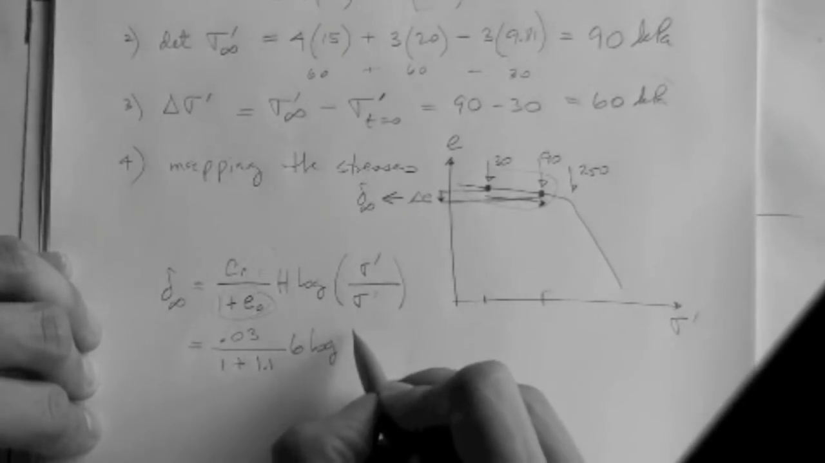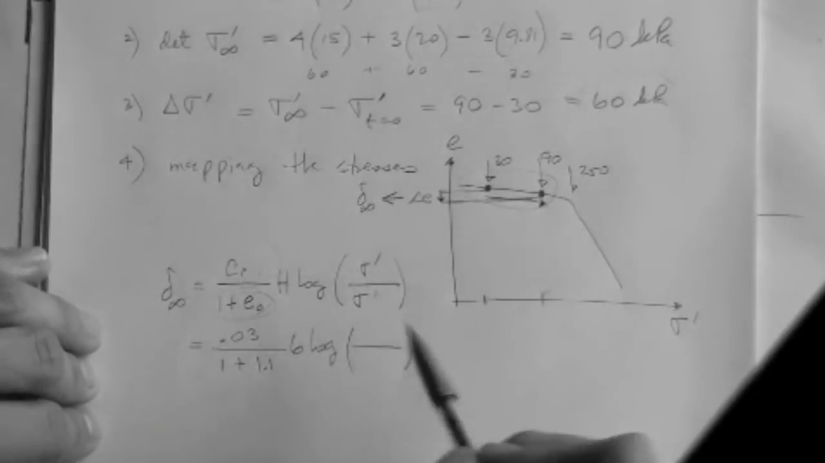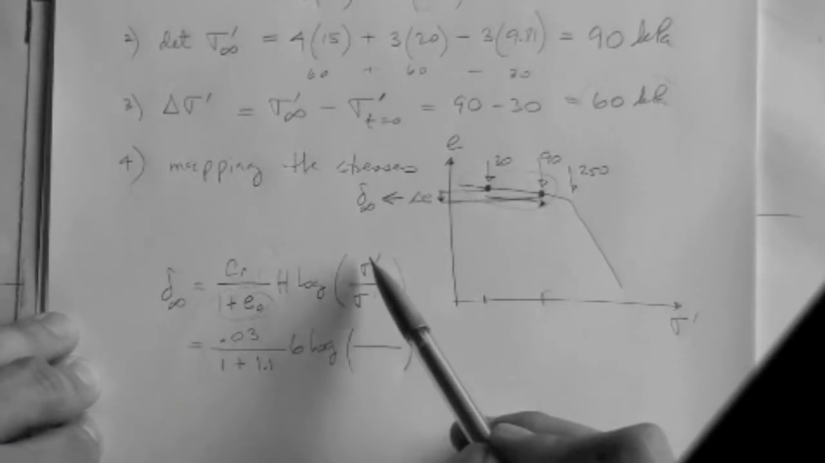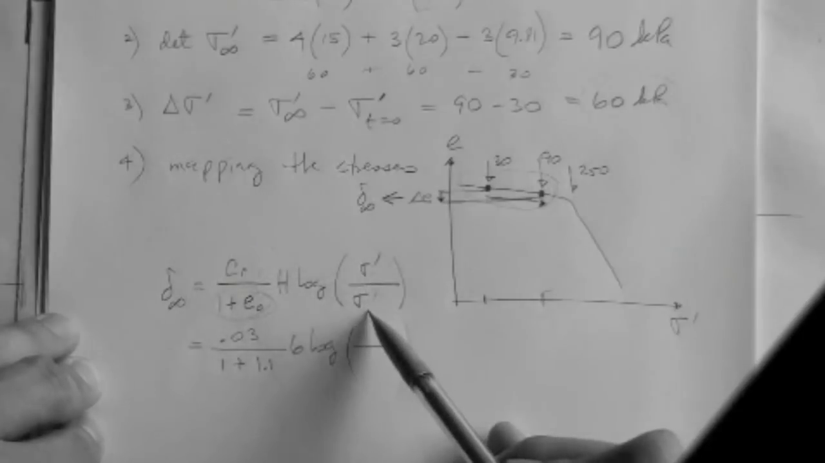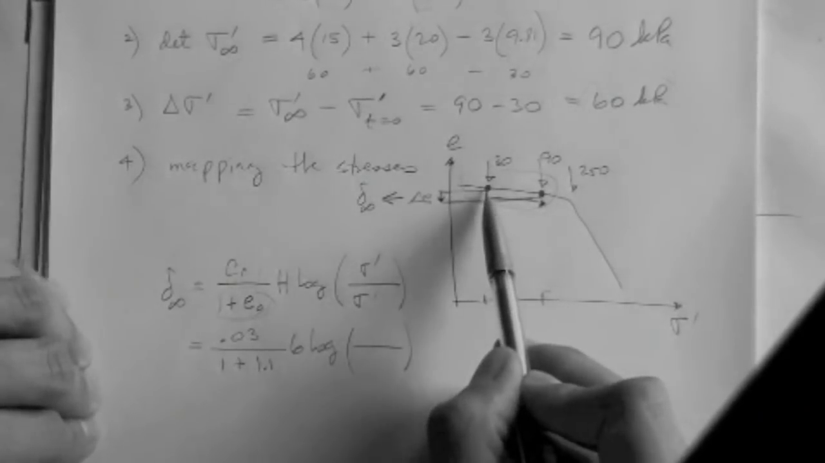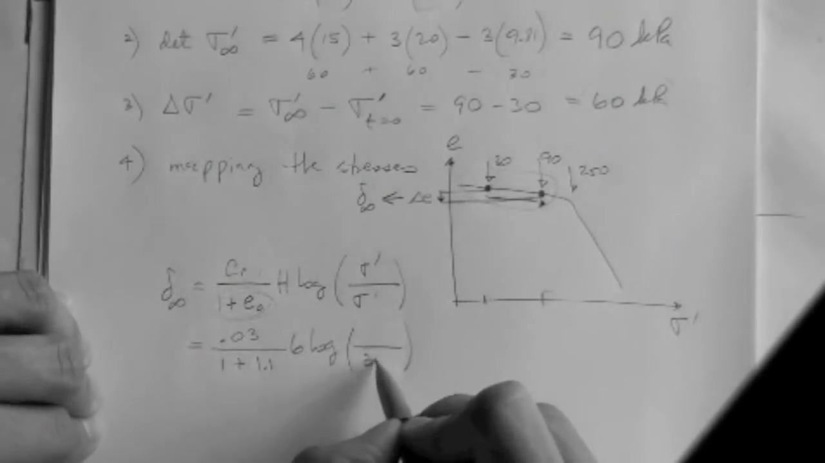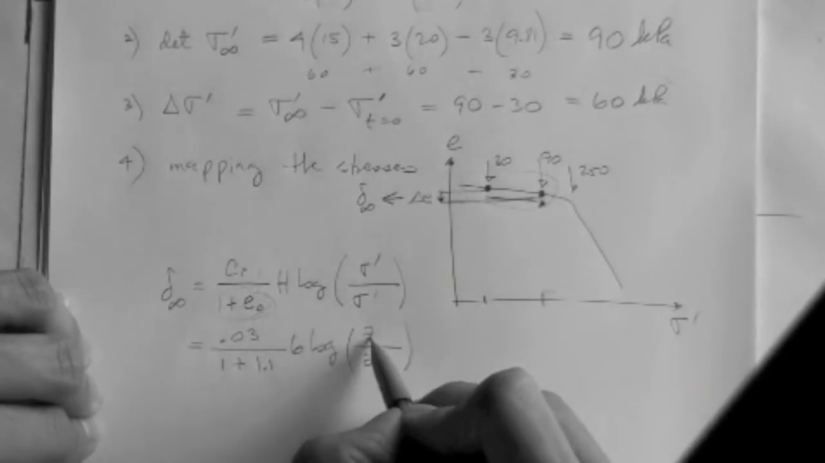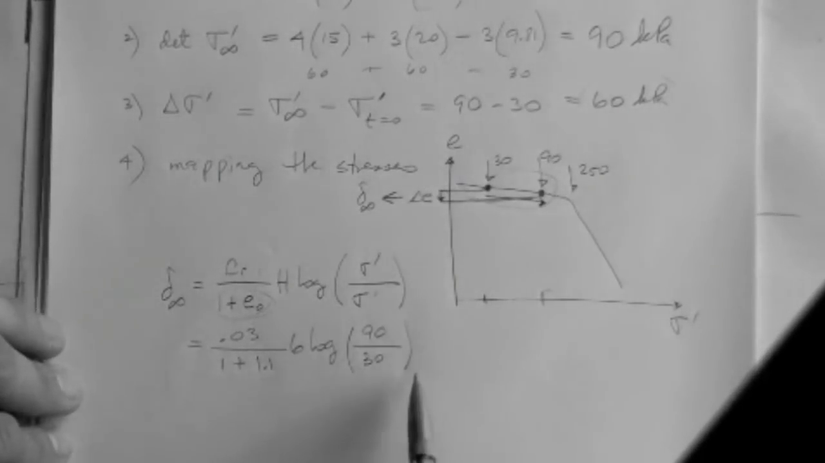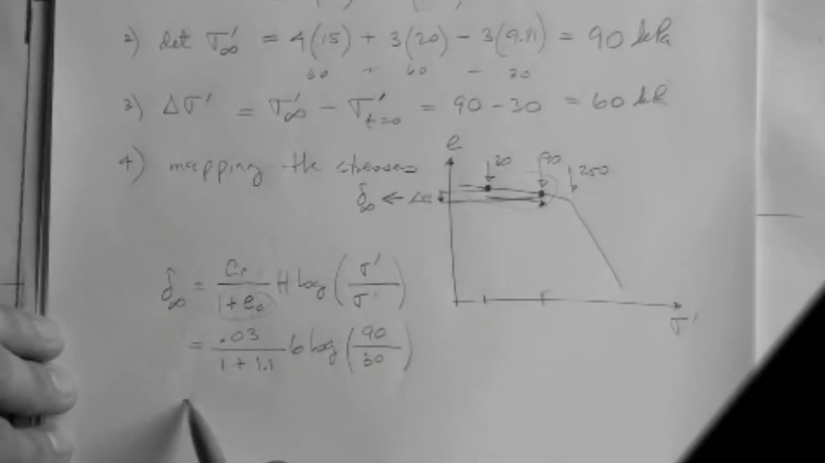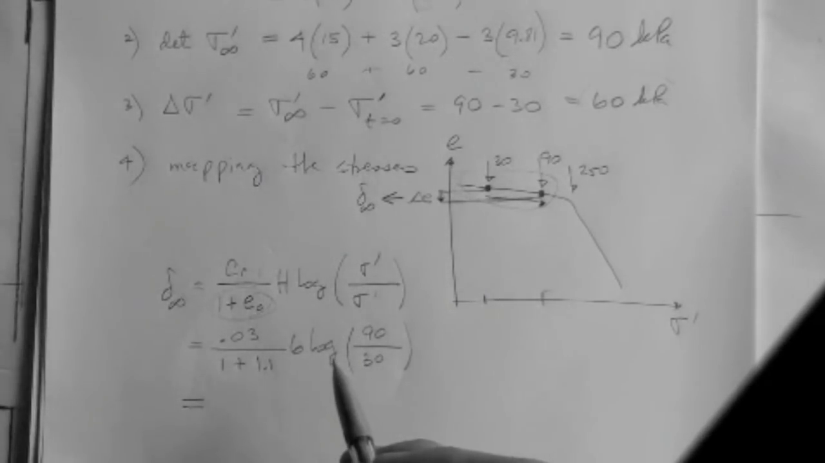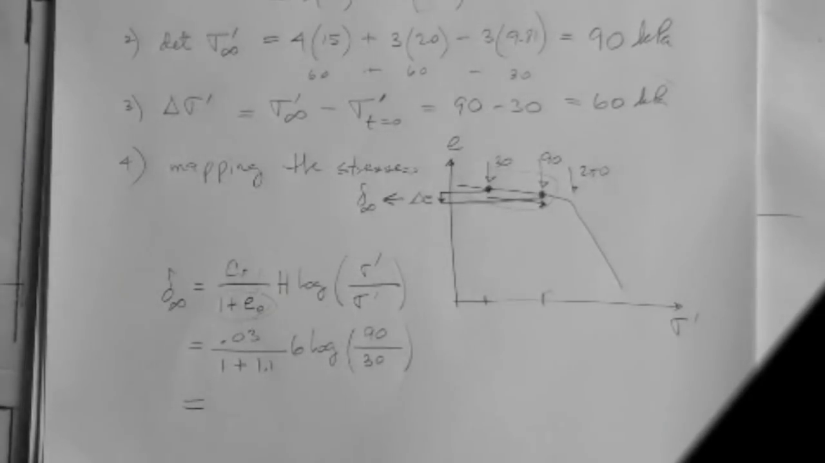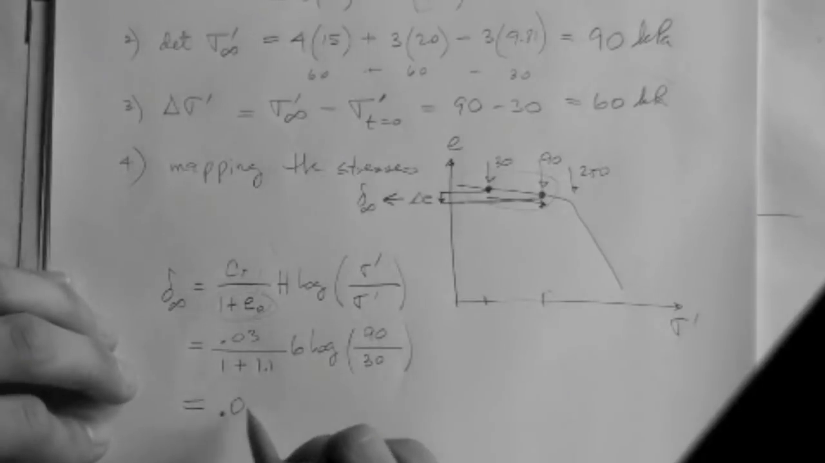And so here's the log of sigmas. Here, what we have is the final sigma and the initial sigma. Okay, so the initial one is 30, we put it down here, and the final one is 90, we put it down here. Okay, so that's the equation. So numbers, and what you get here is, I have it calculated somewhere. Let's see. 0.04 meters.